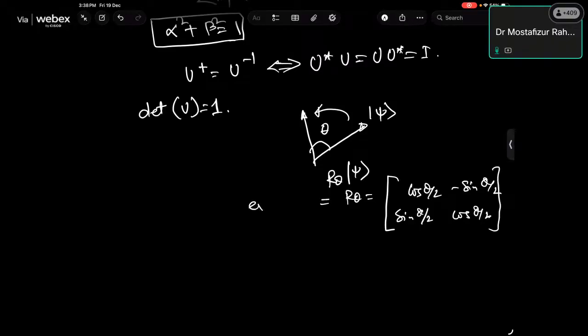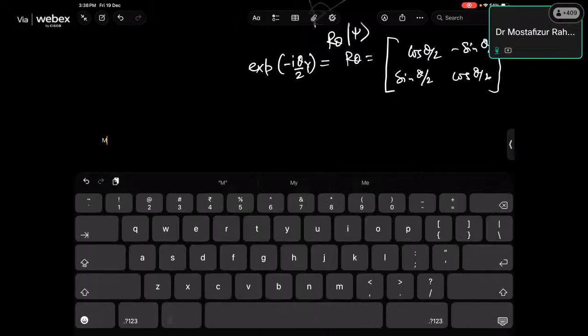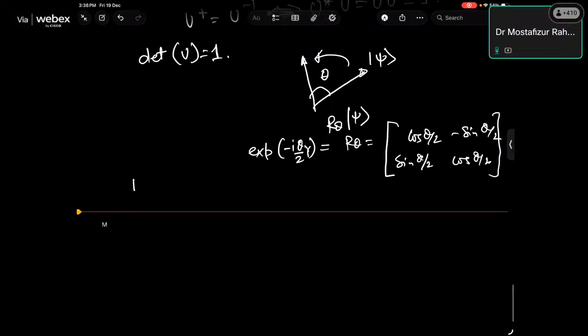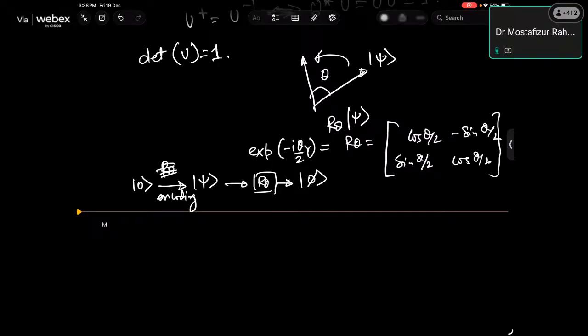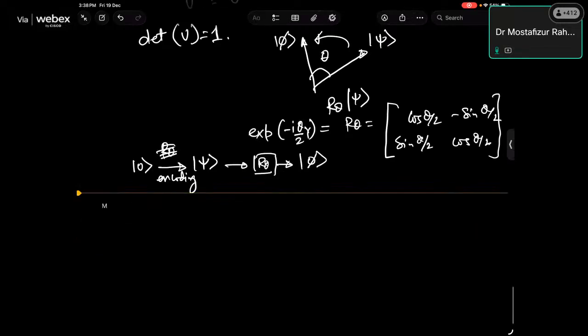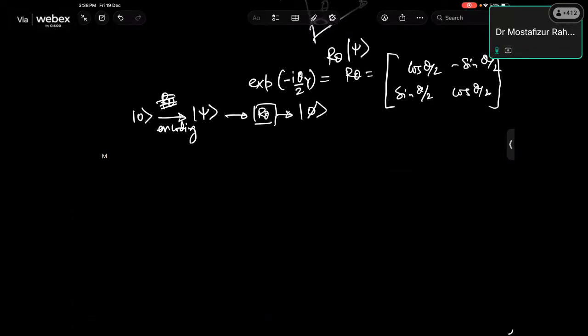This is also written as exp minus i theta by 2 Y gate. So the Pauli rotation gates are embedded in the form of an exponential, and this is the particular quantum gate you need to apply here. So typically you initialize a qubit with state 0, then you encode the information to get it first as psi. Once you have the encoding, you apply an R theta gate and you get the phi state. This is how you design the circuit. There are only 2-3 lines of code.